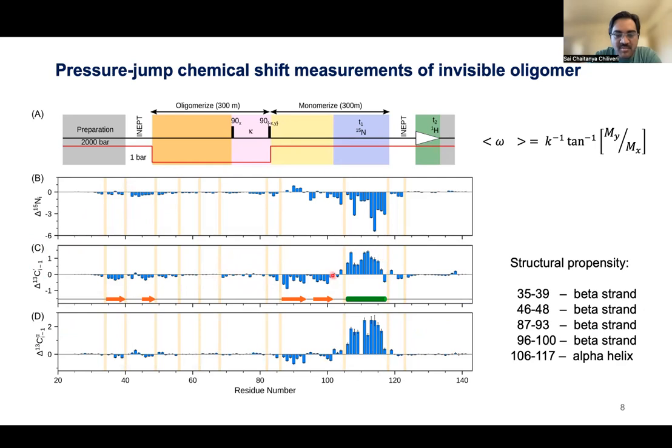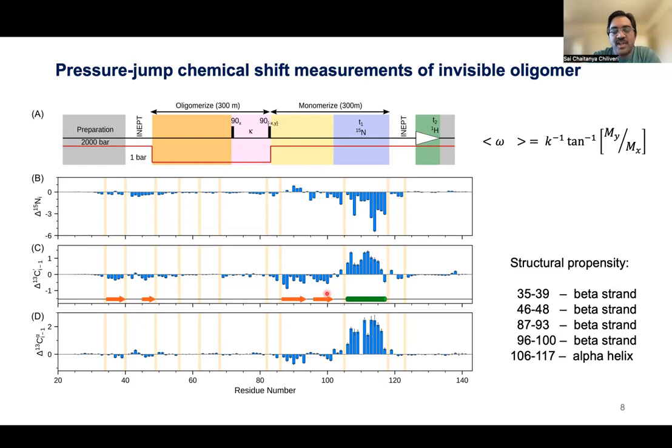As you can see here, both the carbonyl and C-alpha chemical shifts are positive for the amino acid stretch of 106 to 117, suggesting that this region adopts an alpha helical structure in the oligomeric state. Negative values are observed for the region 88 to 100 amino acids, suggesting that this region can adopt 2 beta strands. Small negative values are also observed at the N-terminal region, suggesting that these 2 regions can also adopt 2 beta strands. Overall, under oligomeric conditions, the amelotin protein has secondary structures of 4 beta strands and an alpha helical structure.